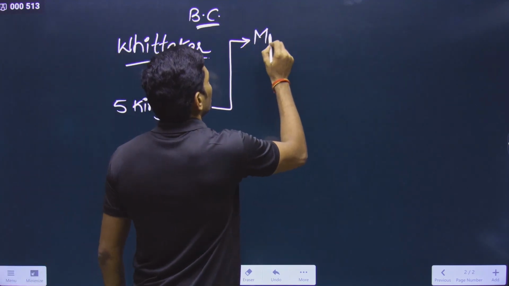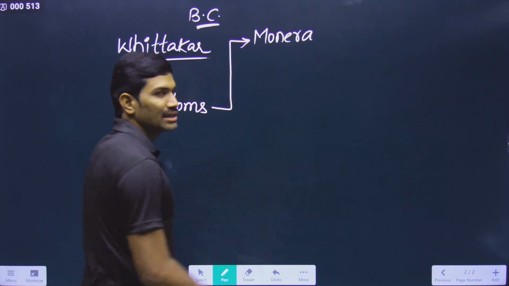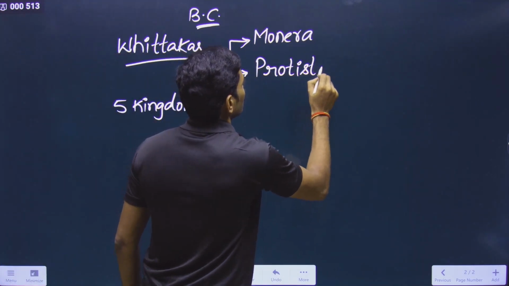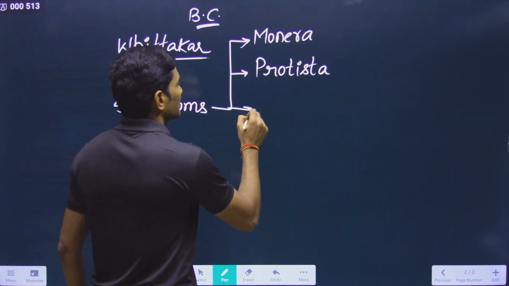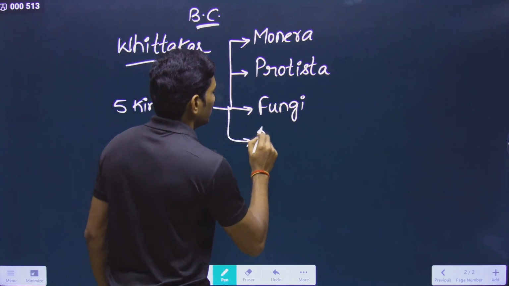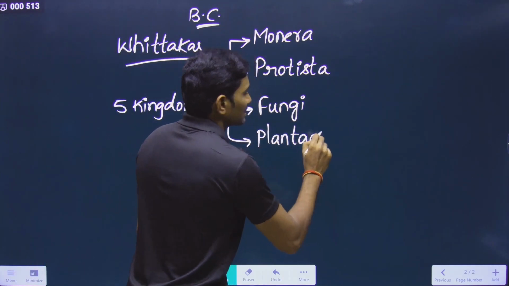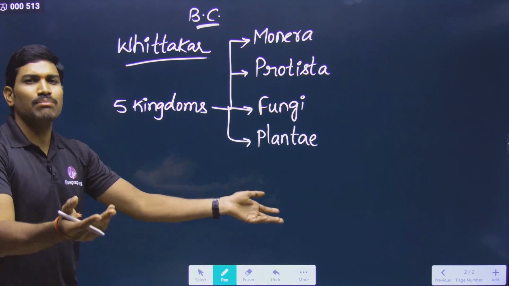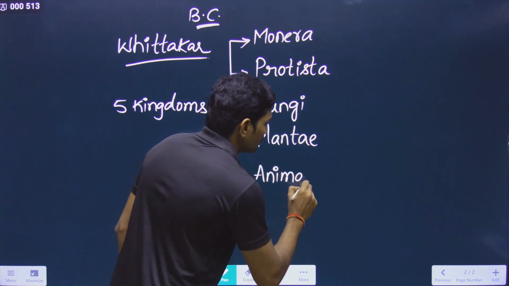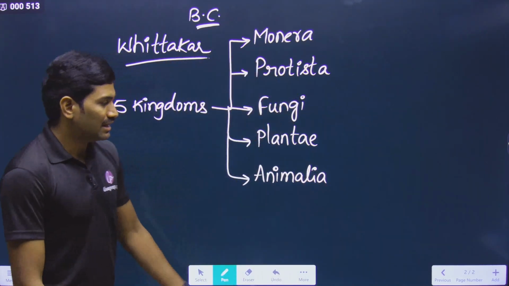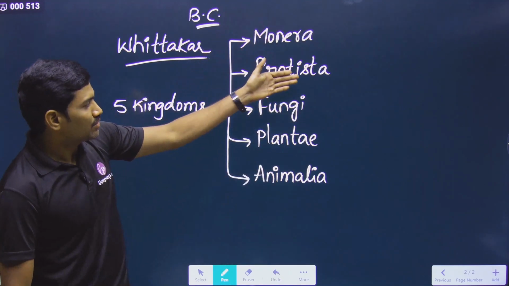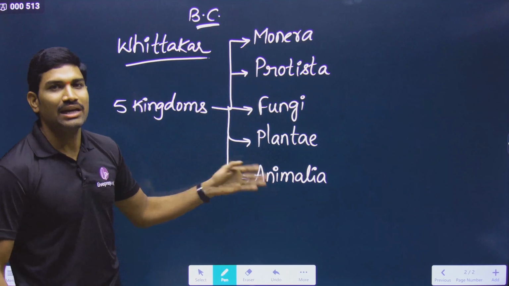First one is Kingdom Monera. Next one is Kingdom Protista. The third one is Kingdom Fungi. The fourth one is Kingdom Plantae. You can call it Plantae or simply plants, plant kingdom, anything you can say. And the last one is Animalia. You can call it animals, animal kingdom. So in this way, total 5 kingdoms are present: Kingdom Monera, Kingdom Protista, Kingdom Fungi, Kingdom Plantae, Kingdom Animalia.